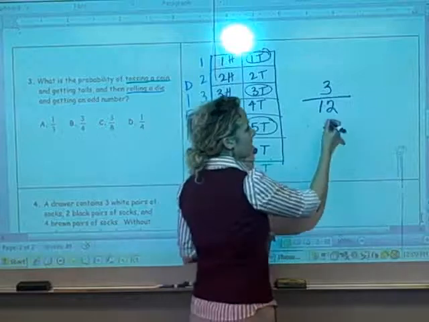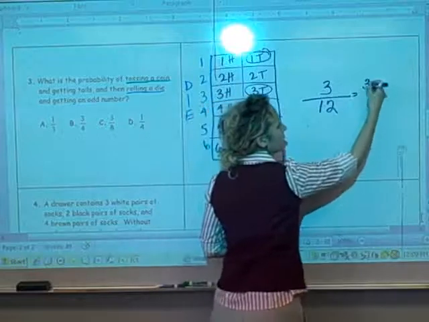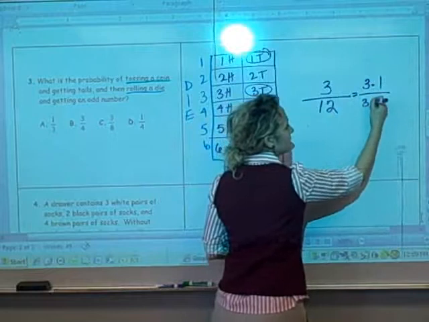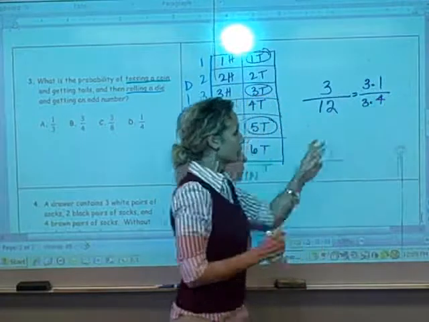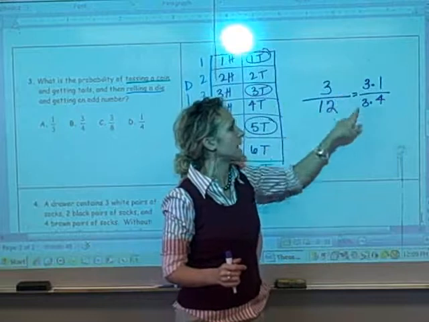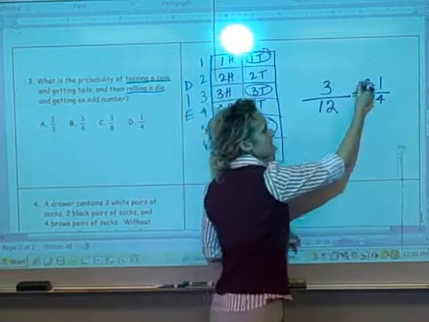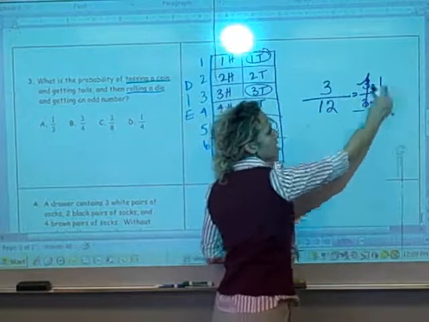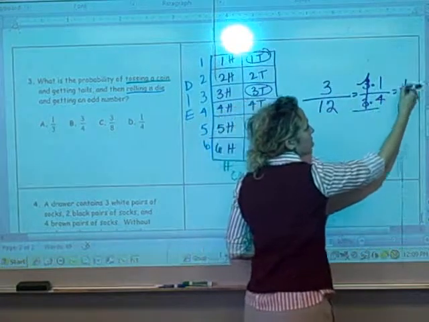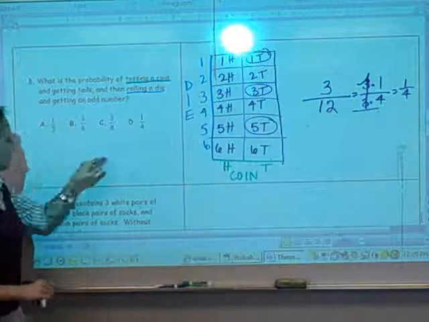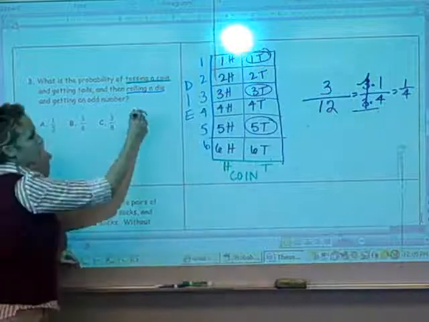So I'm just going to rewrite this as 3 times 1. I'm going to rewrite 12 as 3 times 4. Since 3 goes into both of them, I want to write them both as 3 times something. I know that 3 over 3 is 1, a big 1, so I have 1 times 1/4, which is just 1/4. Okay, let's come over and look for our choices. And there it is, D, 1/4.